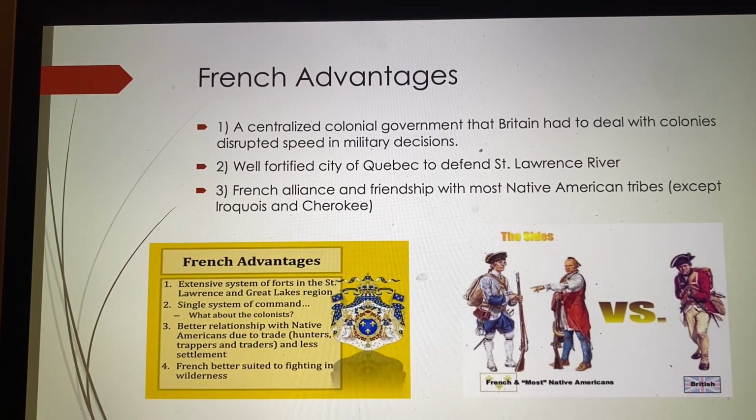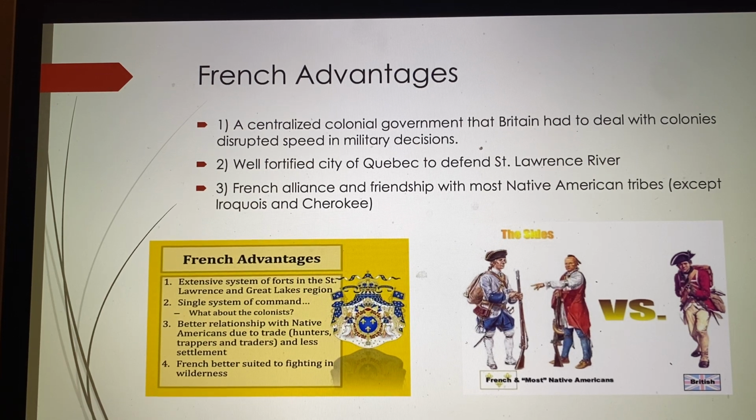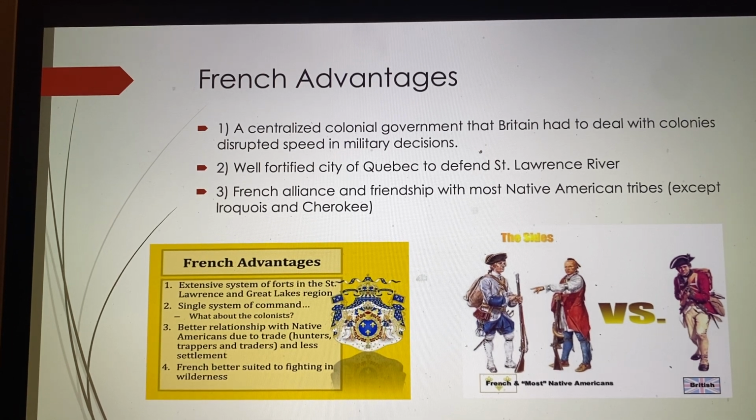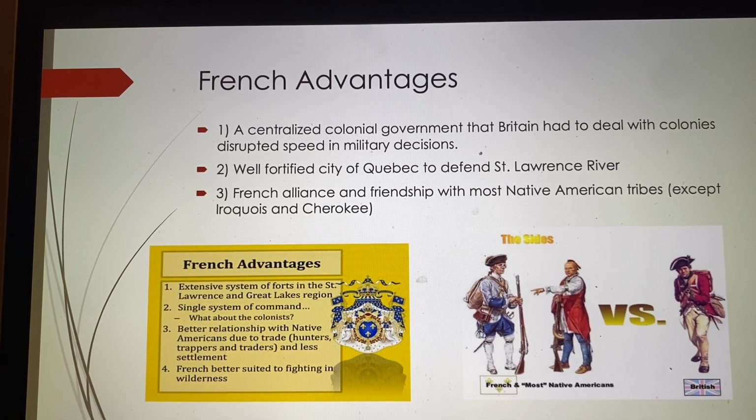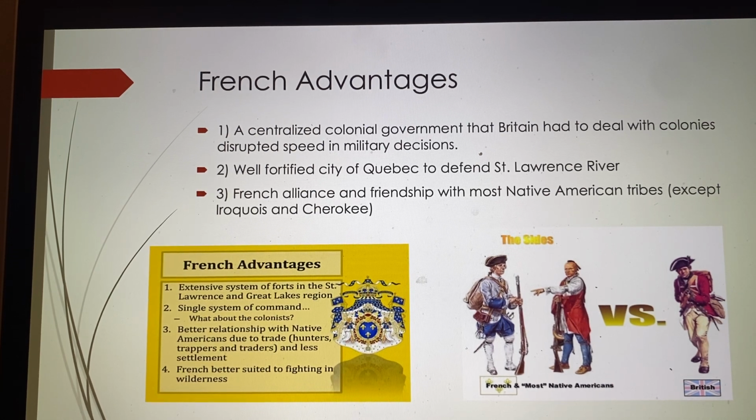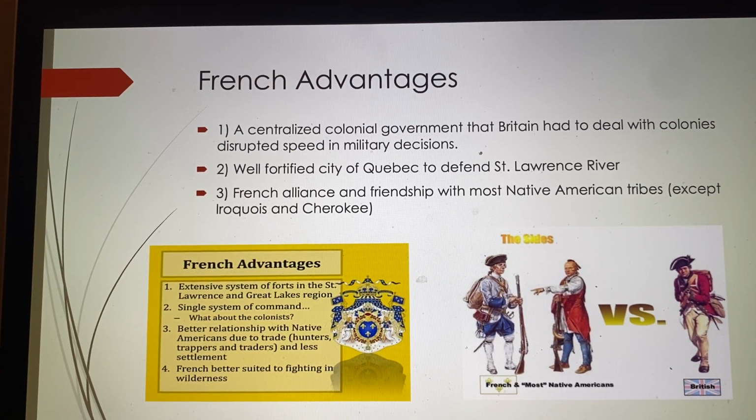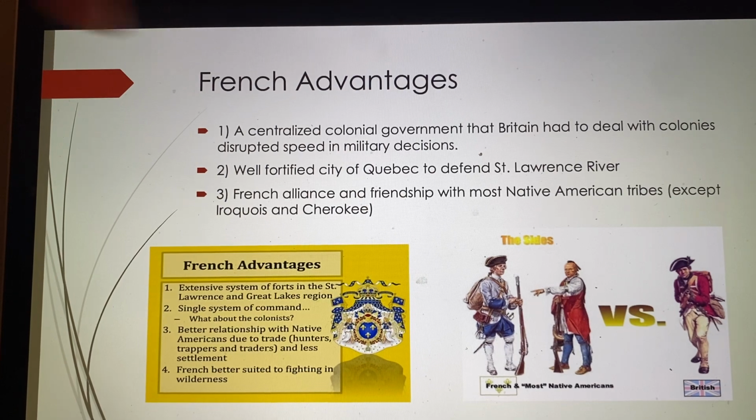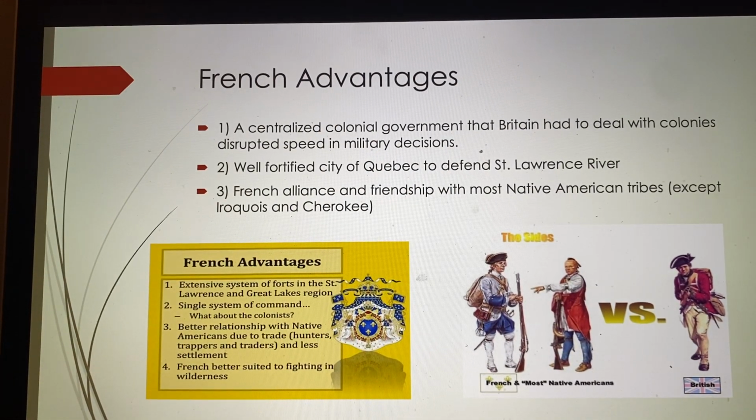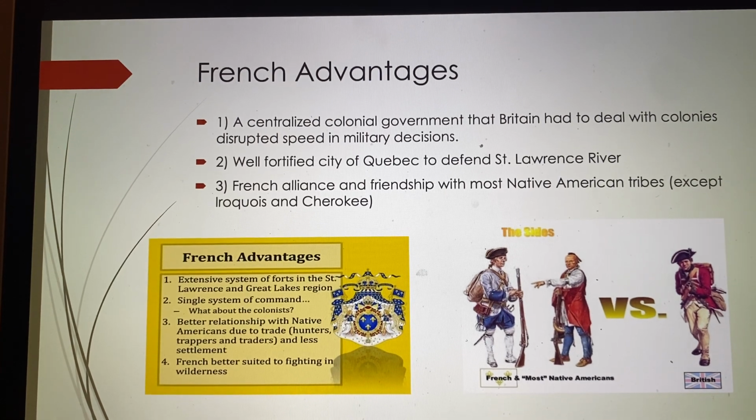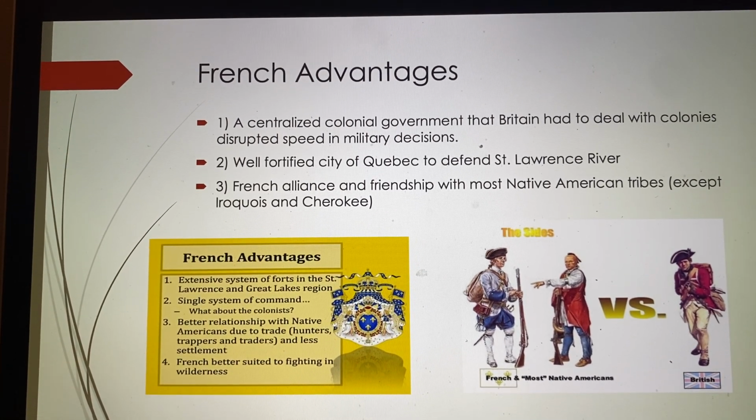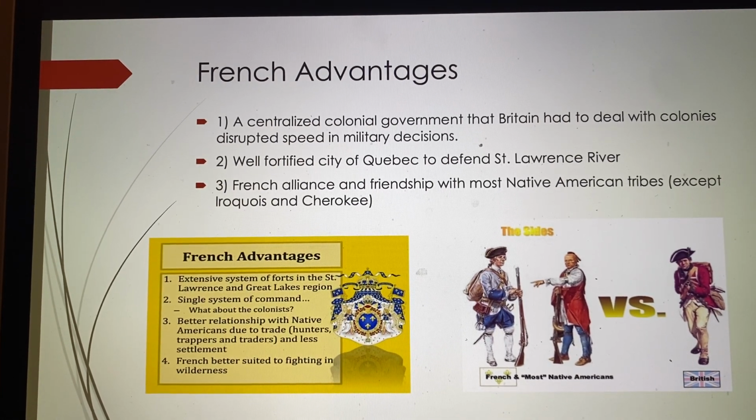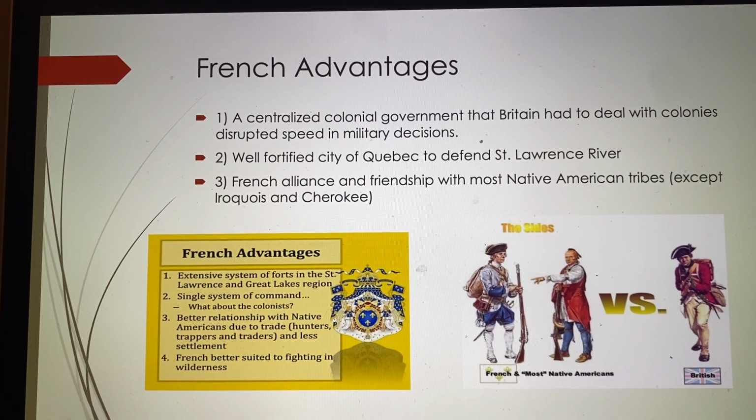Well, the French also had the fortified city of Quebec to defend the St. Lawrence River. So Quebec was a huge city for France. I wouldn't say it was a huge city, but it was defended well. And it controlled that whole riverway of the St. Lawrence River. And then the French also had alliances and friendship with most of the Native American tribes. And so they convinced the Native American tribes to fight for them, which the Indians did, because they knew the French had been their allies before, and they knew a lot of their trade came from France rather than England.